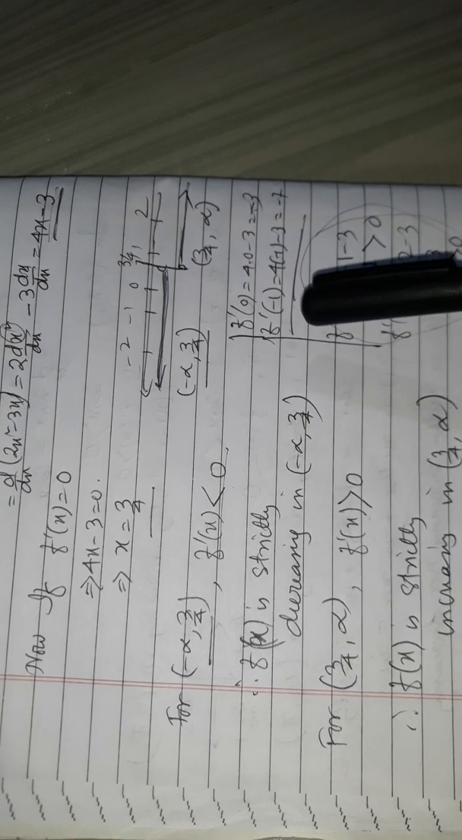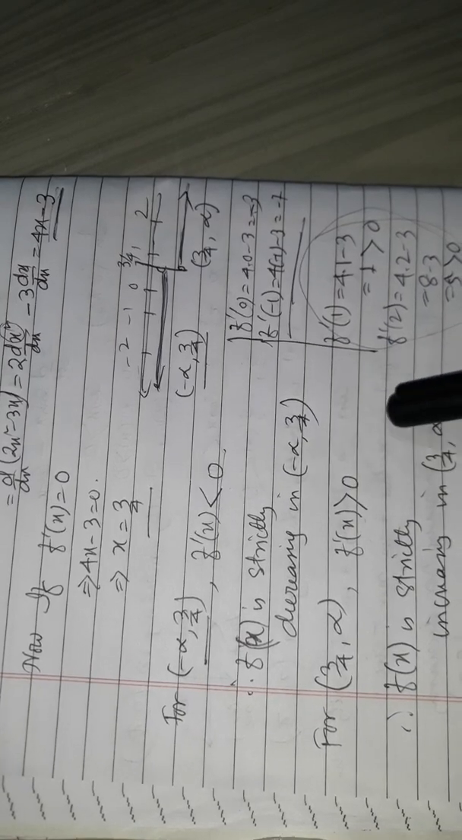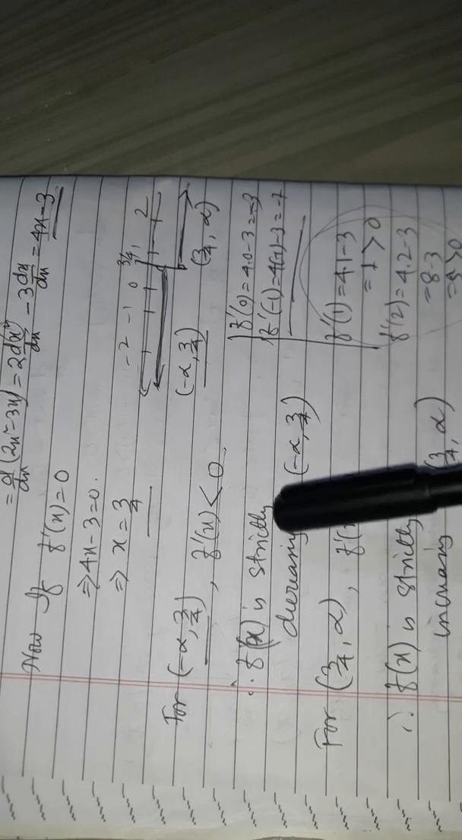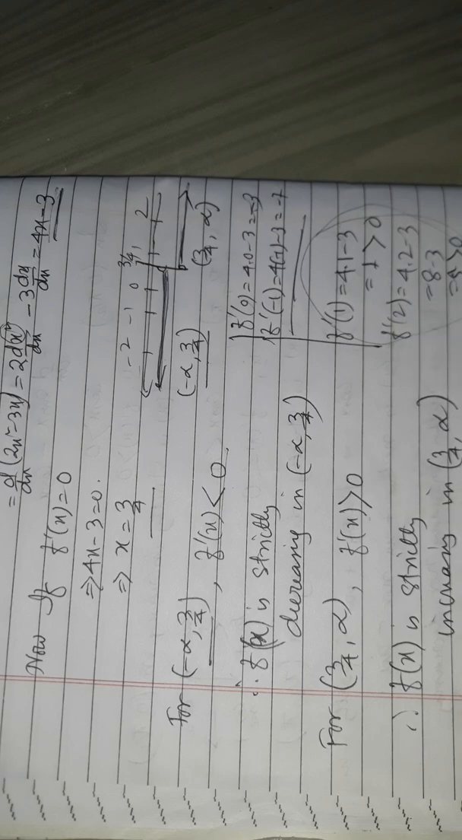So we get two intervals: minus infinity to 3 by 4, an open interval, and 3 by 4 to infinity, another open interval. In the first interval f x is strictly decreasing, and in the second interval it is strictly increasing.